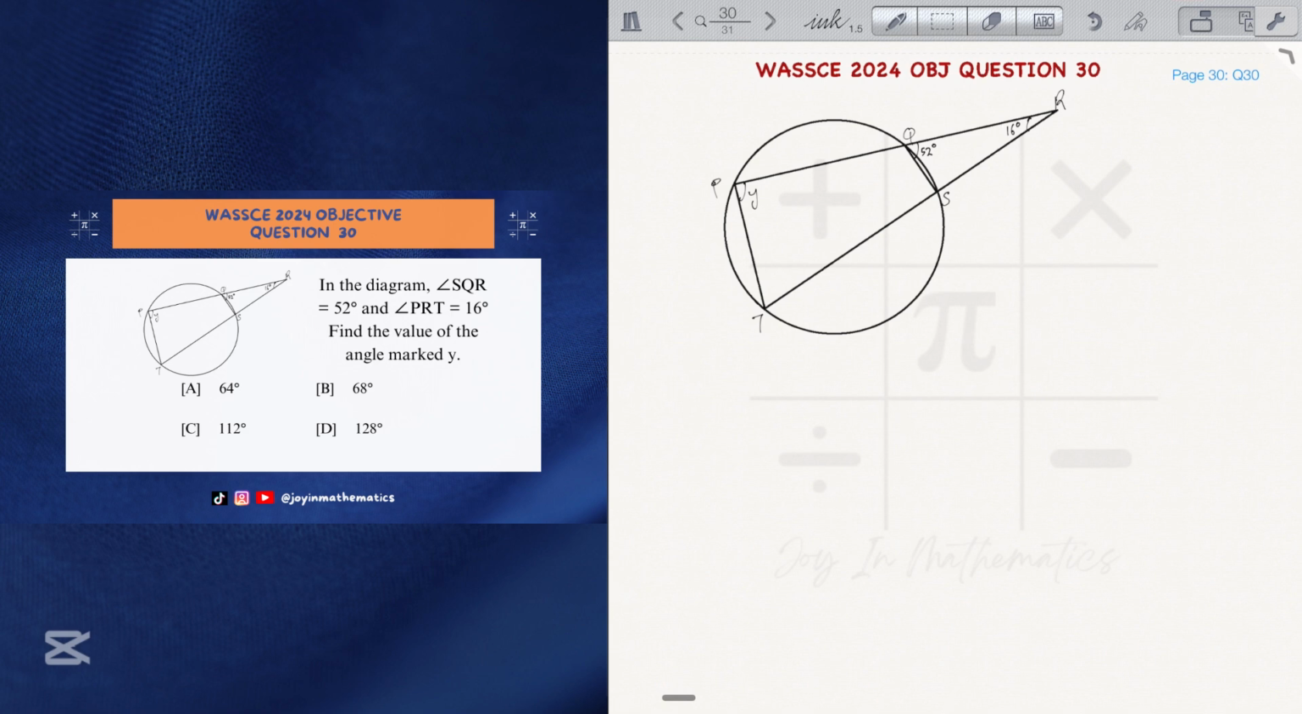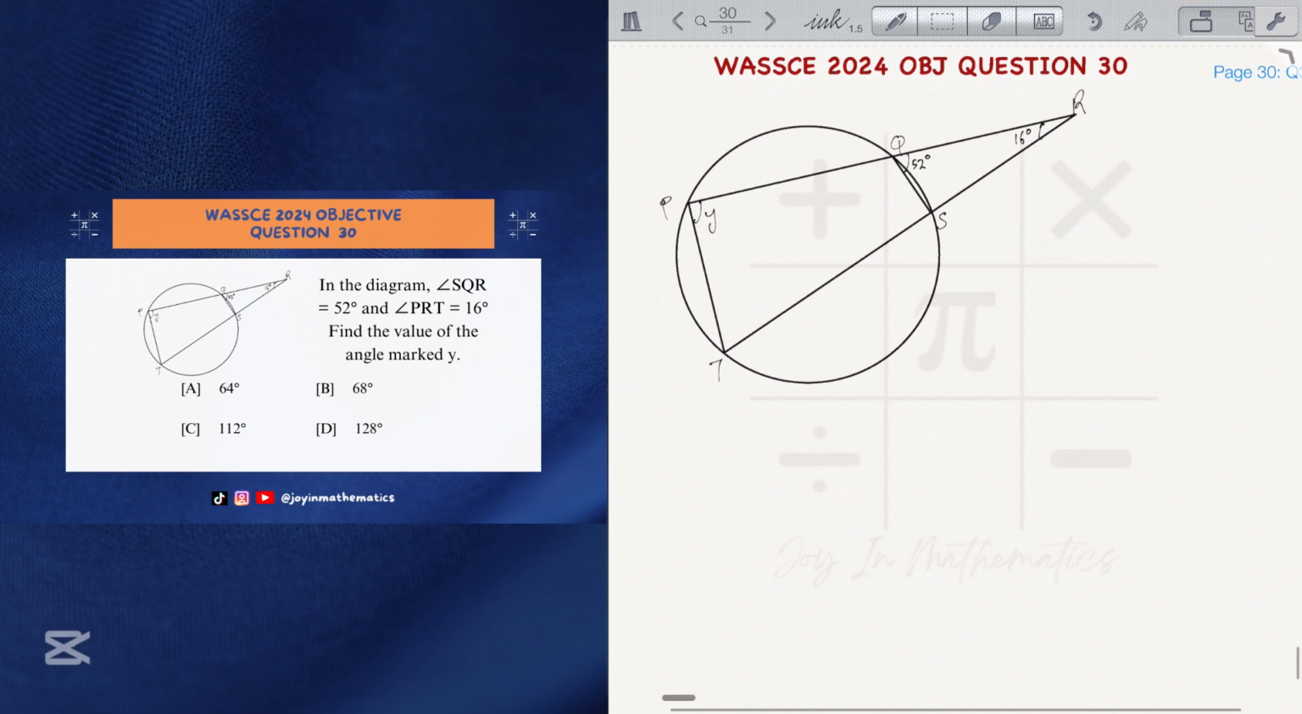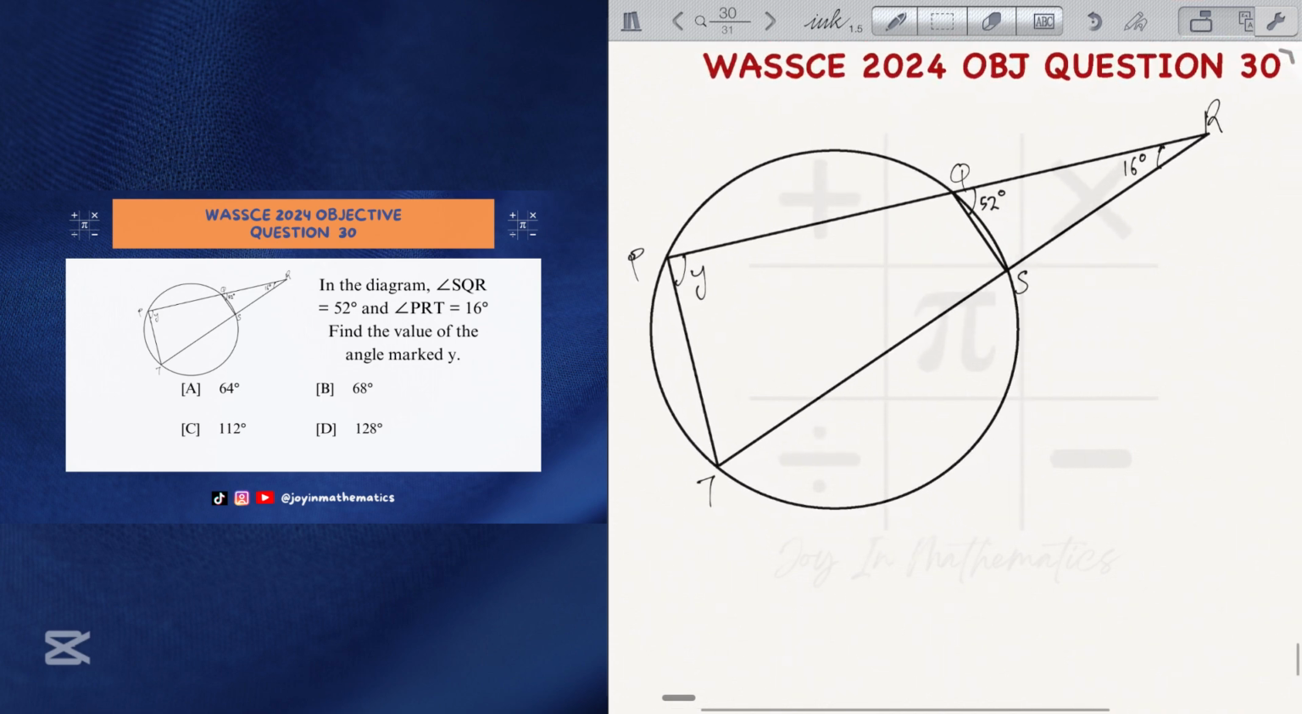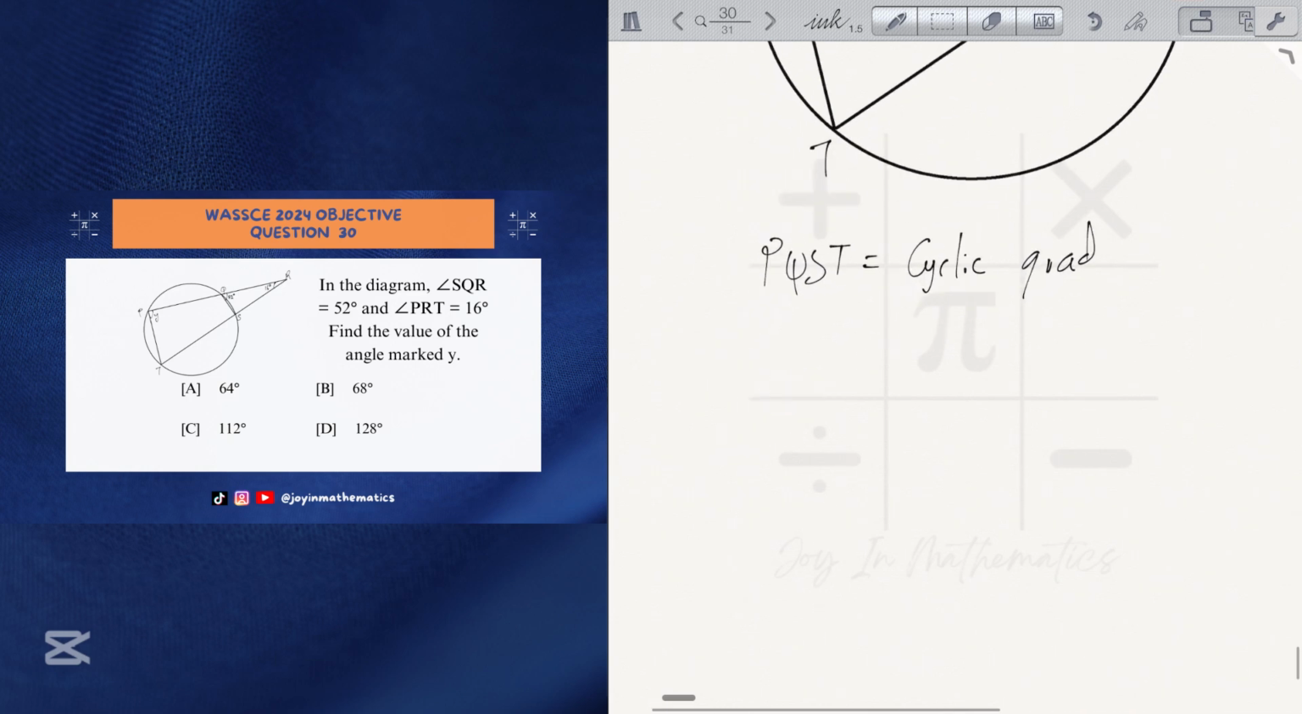And we are asked to find the value of the marked angle Y. We are looking for Y. So let's look closely at this diagram and see how we can evaluate Y. So with this now, we can see that the quadrilateral PQST is a cyclic quadrilateral. And in a cyclic quadrilateral, the opposite angles are supplementary. That means the opposite angles of a cyclic quadrilateral add up to 180 degrees. So let's make that analysis here.